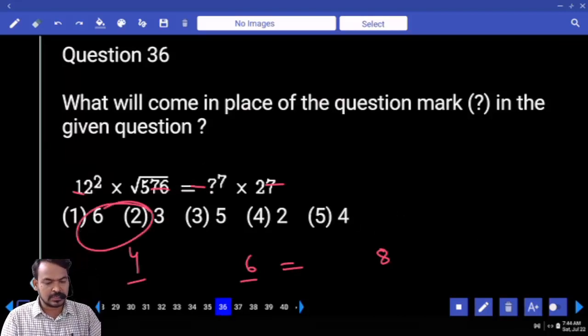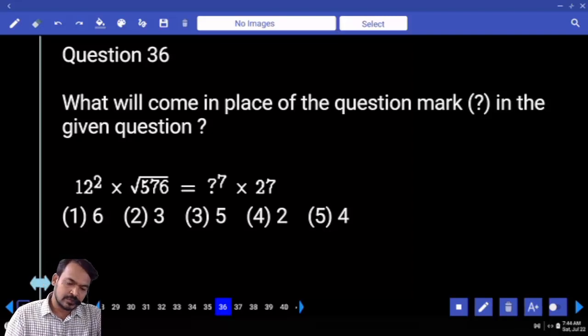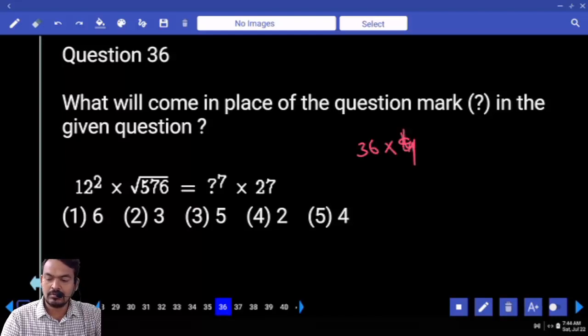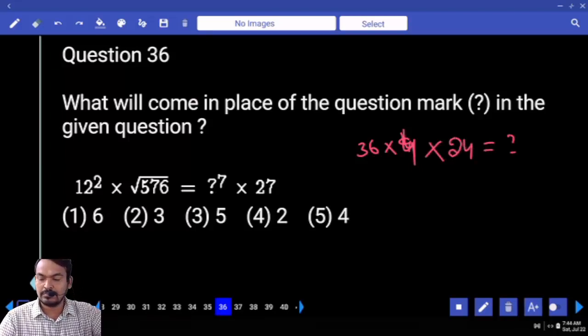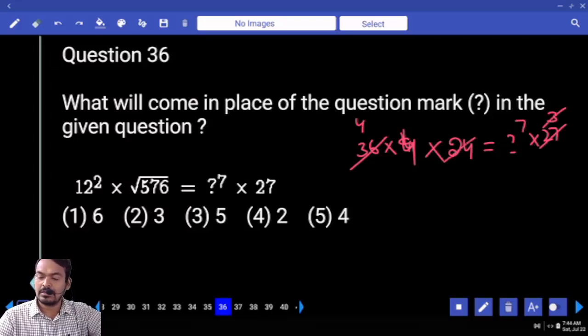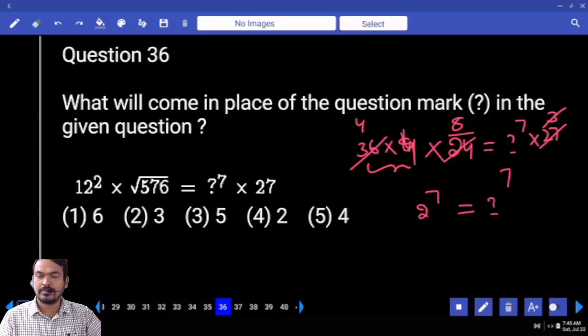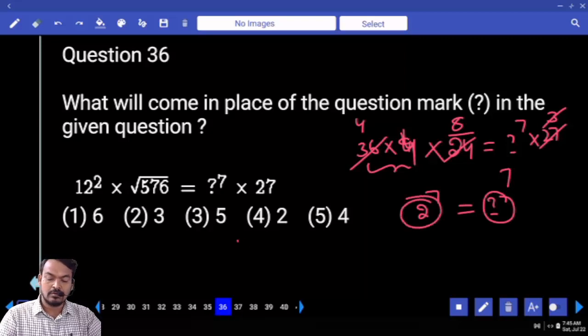Next question number 36. 12 square means written 144. It is also written as 36 into 9. Sorry, 36 into 4 into square root of 576. 24 equal to something power 7 into which one? 27. 9 how many times? 4. 9 how many times? 3 times. 3 again here, 8 times. Okay. 4 into 4 means it is 2 power 4. 8 means it is 2 power 3. Overall it is 2 power 7. That is equal to something power 7 means something equal to 2.